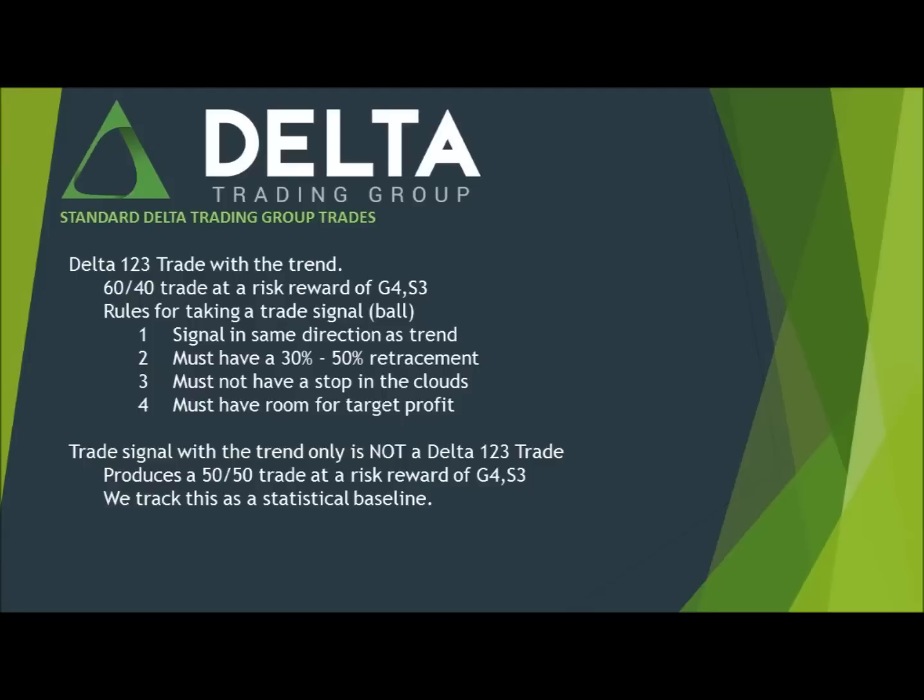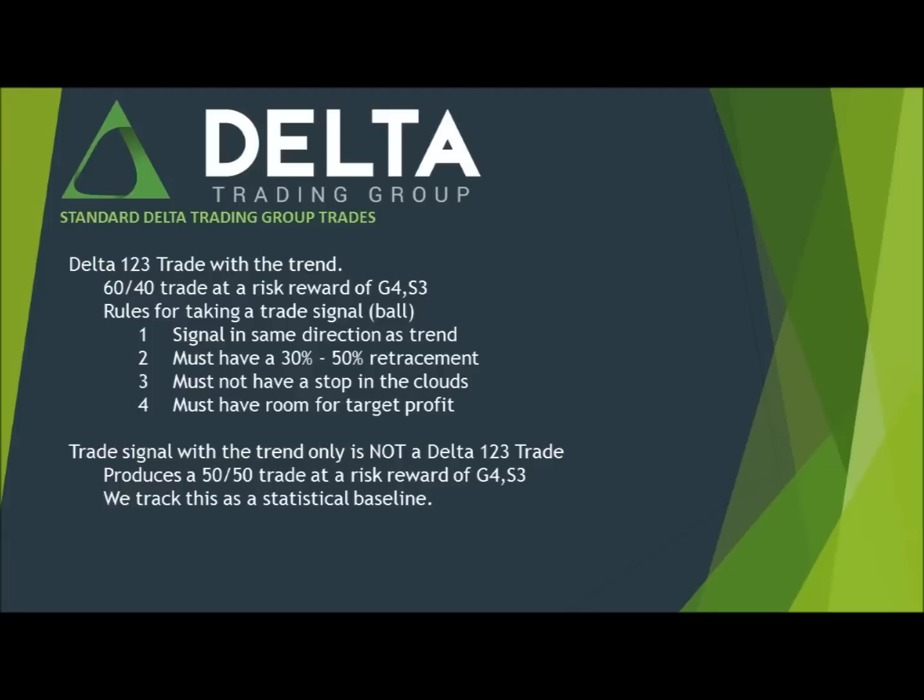Okay? So the Delta 123 trade with the trend produces a 60-40 result with a risk-reward level of G4S3. Obviously, if we change the G or we change the S, it'll change that 60-40 to another number. Your results on any given trade are skewed by the way that you adjust your risk and reward levels. So the rules for taking the Delta 123 trade with the trend are as follows.